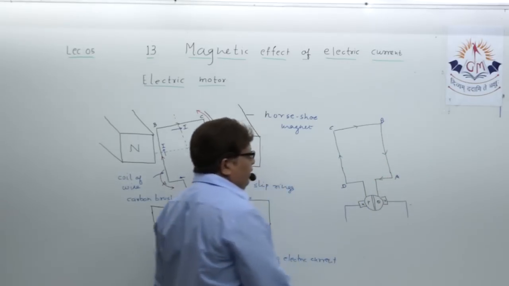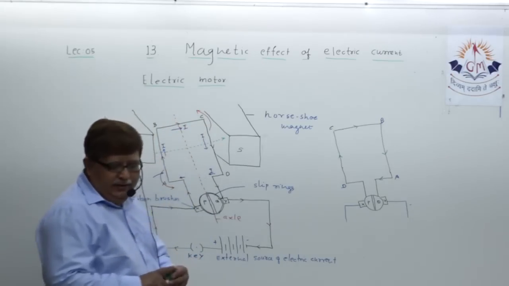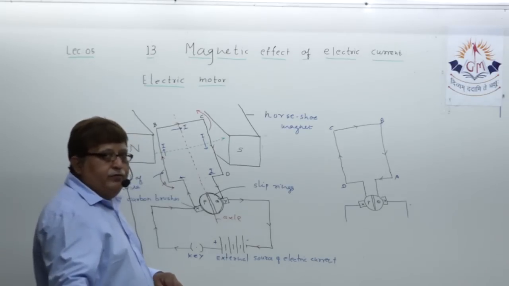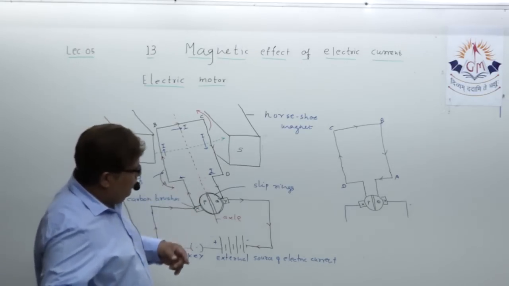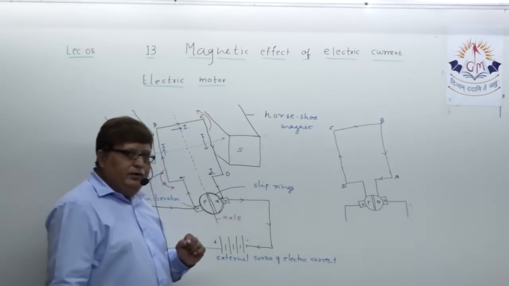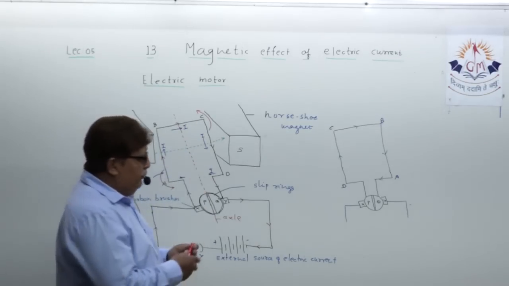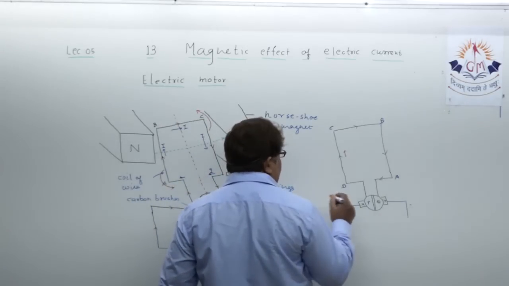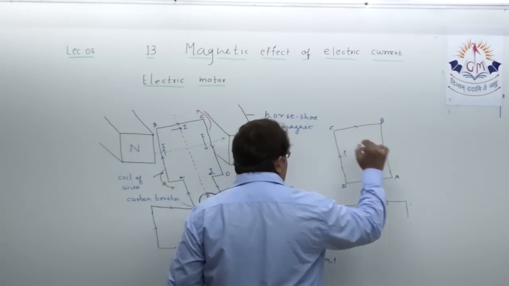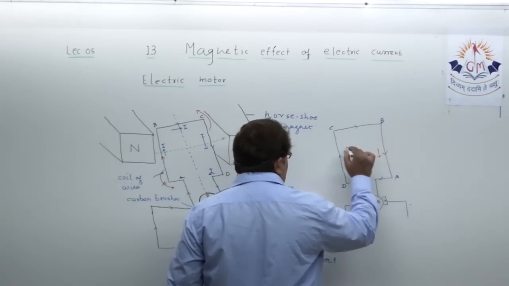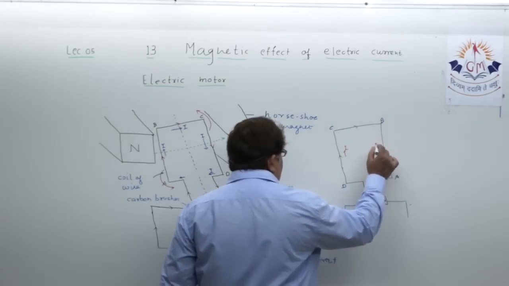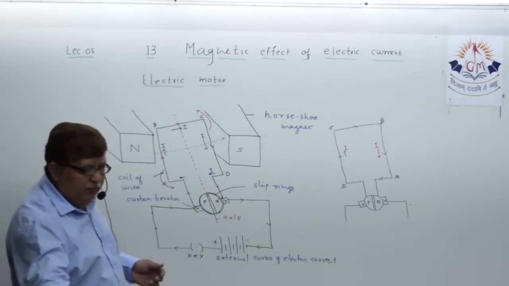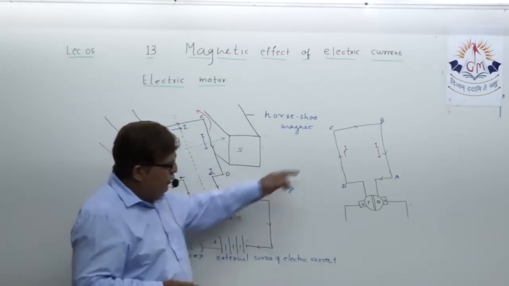Just try to understand what happened. The direction of electric current has reversed. Initially in CD, it was from C to D, now it is from D to C. Understand? Initially in AB, it was from A to B, now it is from B to A. So actually, now the reverse effect means what? CD.